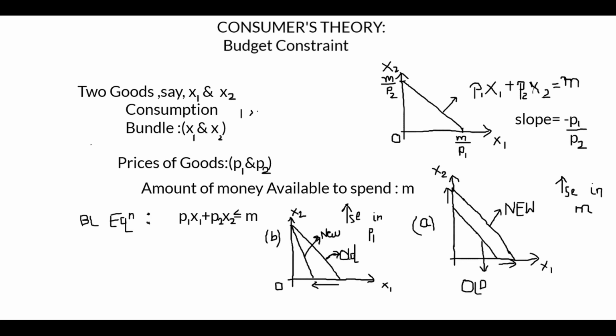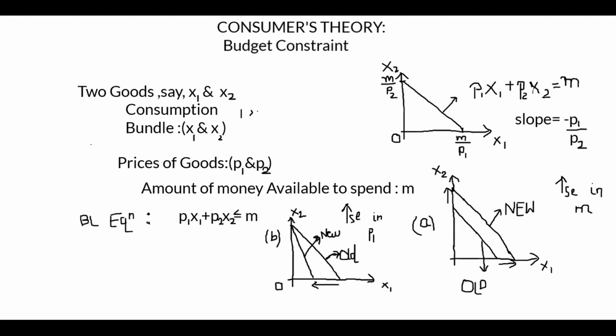Also the slope of the budget line increases. As we already discussed, the slope of the budget line can be given as P1 by P2. As P1 rises, the slope of the budget line increases and the budget line gets steeper. And as the price of good 2 and the money income are unchanged, the consumer can afford as much good 2 as he could afford previously.